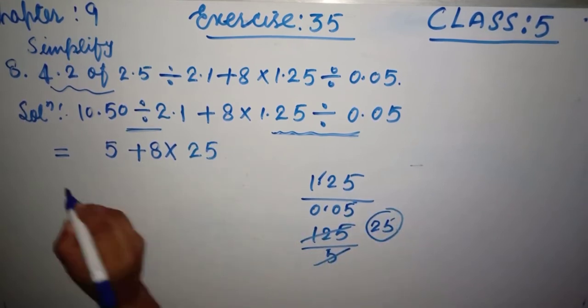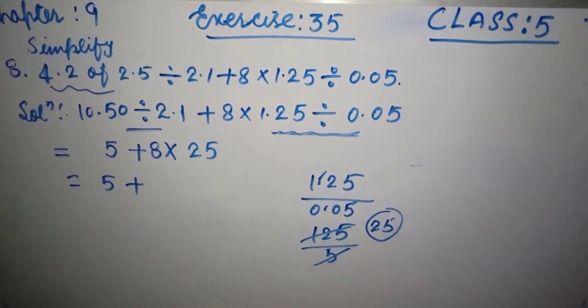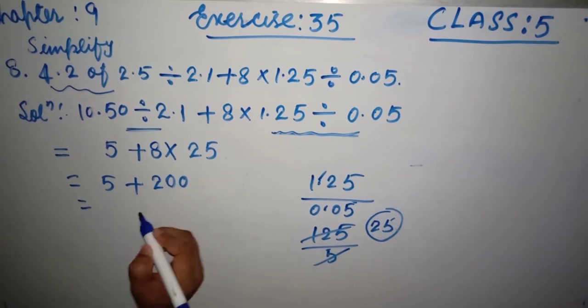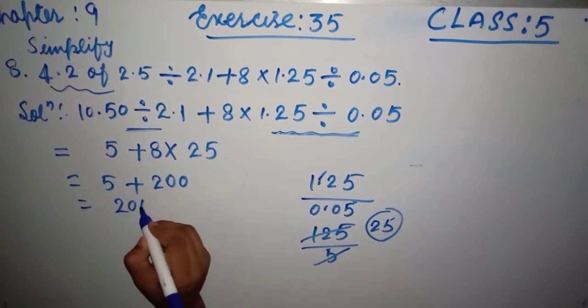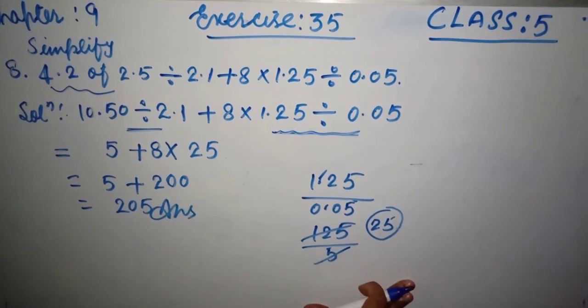Now friends, then we will solve the multiplication. Now multiply 25 multiplied by 8, this is 200. This is 5 plus 200, this is 205. So this is the final answer. I hope you will understand.